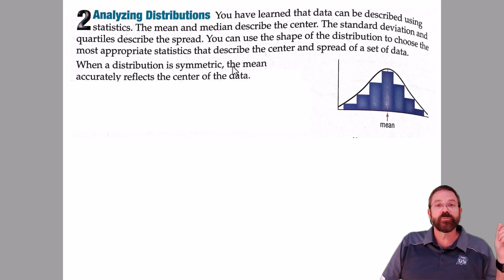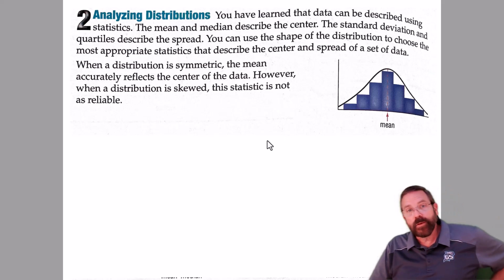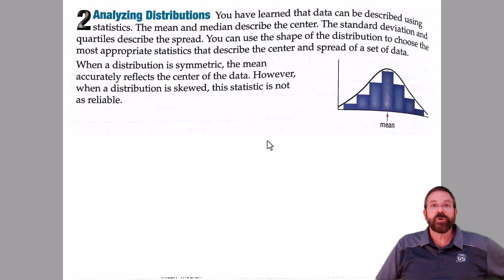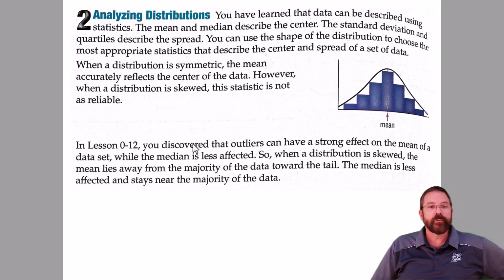It says when the distributions are symmetric, the mean accurately reflects the center of the data. So if you have a symmetric distribution like this, you're going to want to choose the mean. From here, if the distribution is going to be skewed, this statistic is not going to be reliable. So if you're skewed one way or the other, then using the mean is not going to be a good measure of central tendency for you. So from there, we're going to say in the lesson, which we didn't do this lesson, but you should know, we have discovered that outliers have a strong effect on the mean of the data.